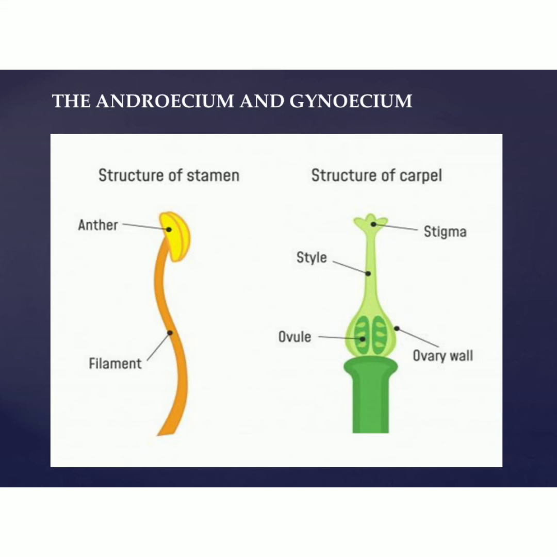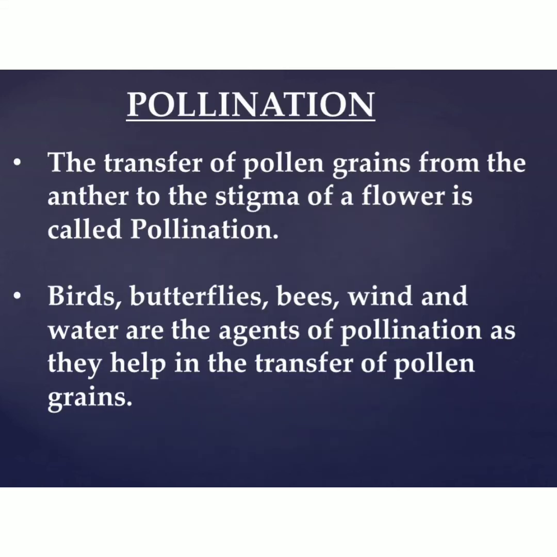Now we come on to pollination. What is pollination? Now, before coming on to the meaning of pollination, I would like to tell you that the anther, that is the male part of the flower, has small tiny grains called pollen grains. Pollen grains are tiny grains that are produced by the stamen of a flower. It mostly appears as fine yellow dust.